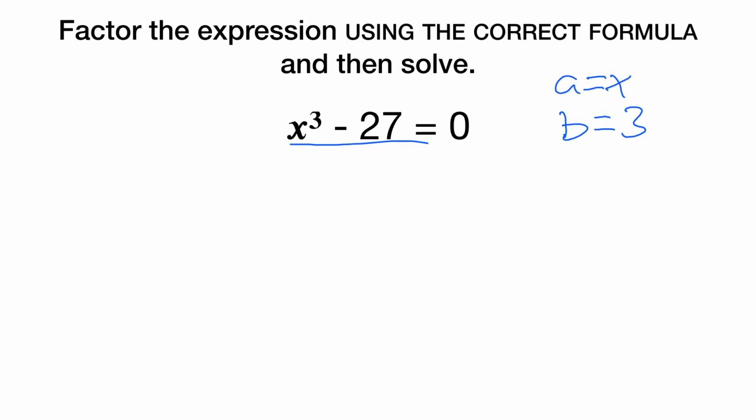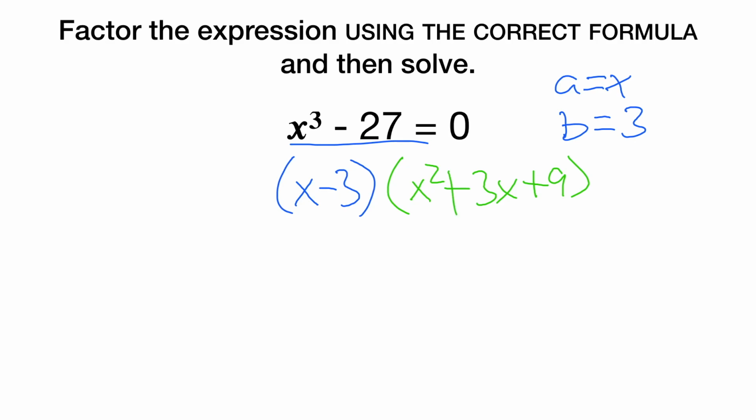So, since we're talking now about a difference of cubes, because it's x cubed minus 27, I'm going to end up saying x minus 3 times x squared plus, let's see, 3 times x is 3x, plus 9. Sorry, and that's plus. Remember, it goes a minus b times a squared plus ab plus b squared. So this is our formula.